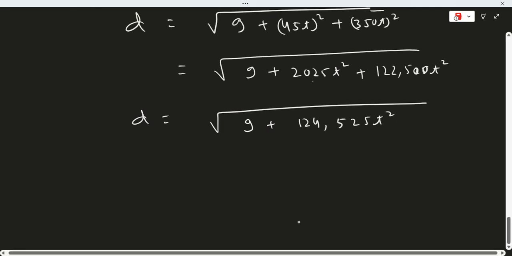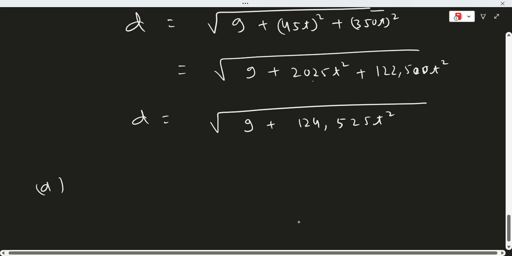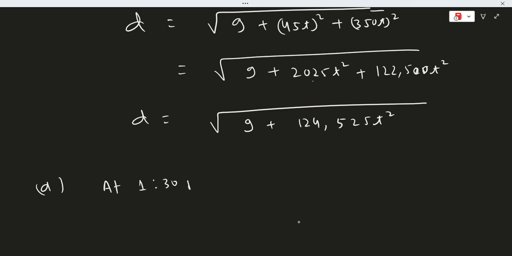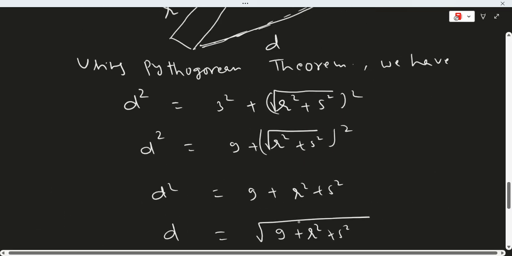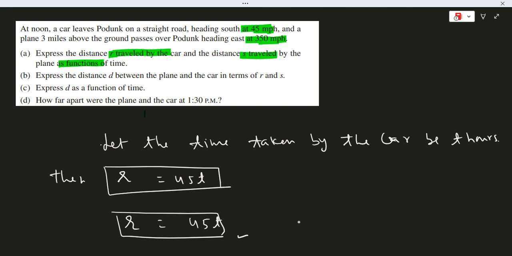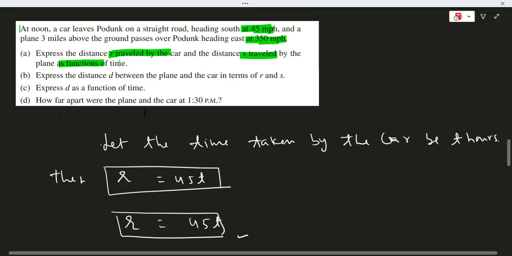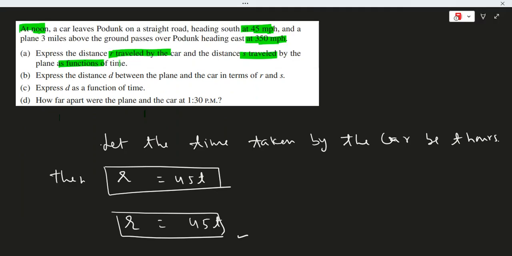Now for the last section, part D, at 1:30 p.m. we had to find how far apart the plane and the car were at 1:30 p.m. The car starts at noon, as given in the question.